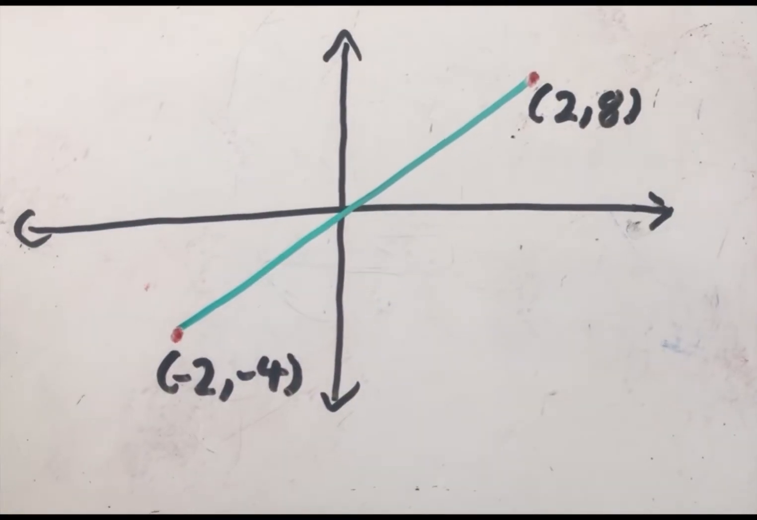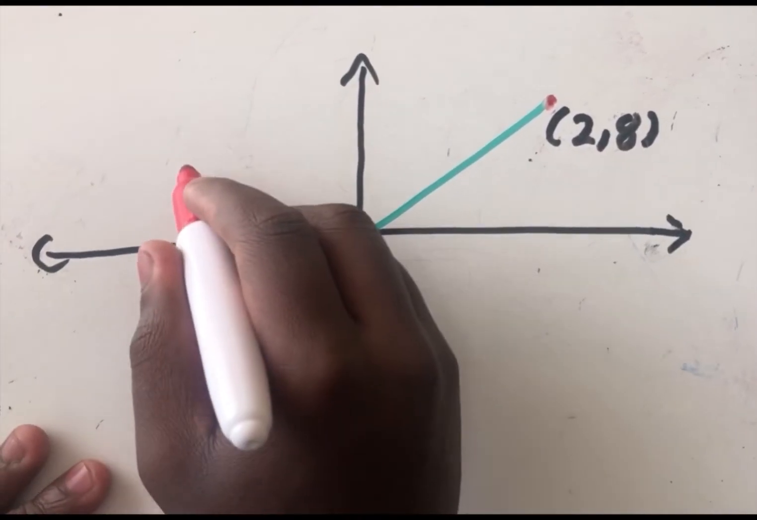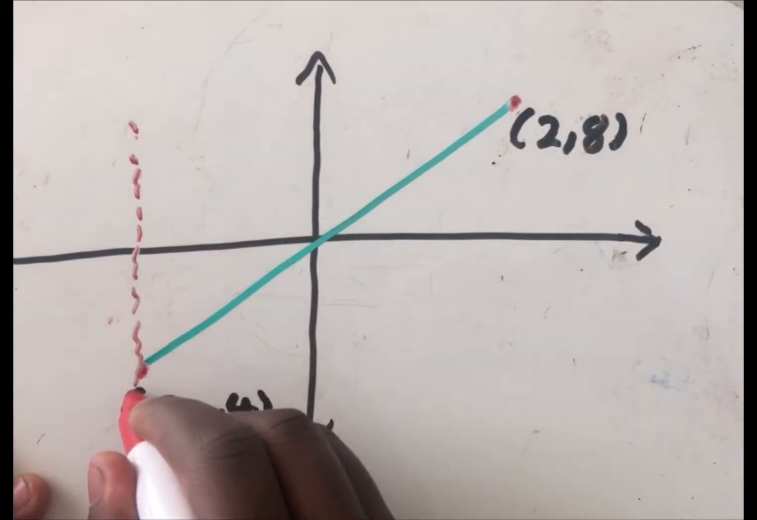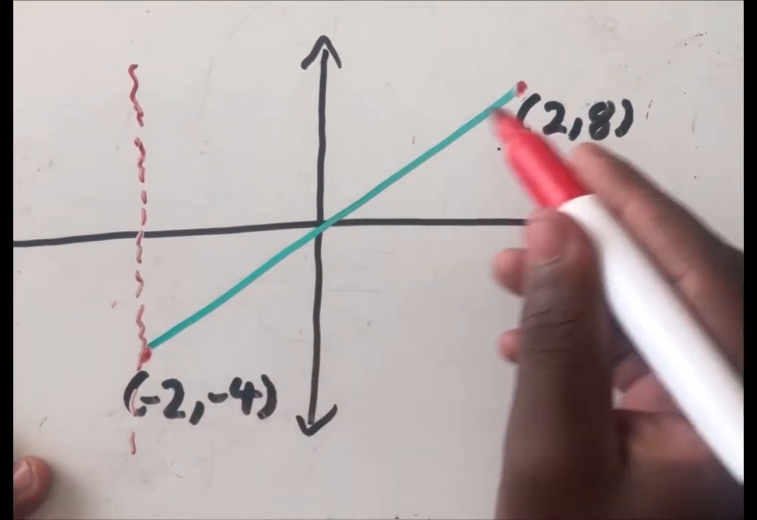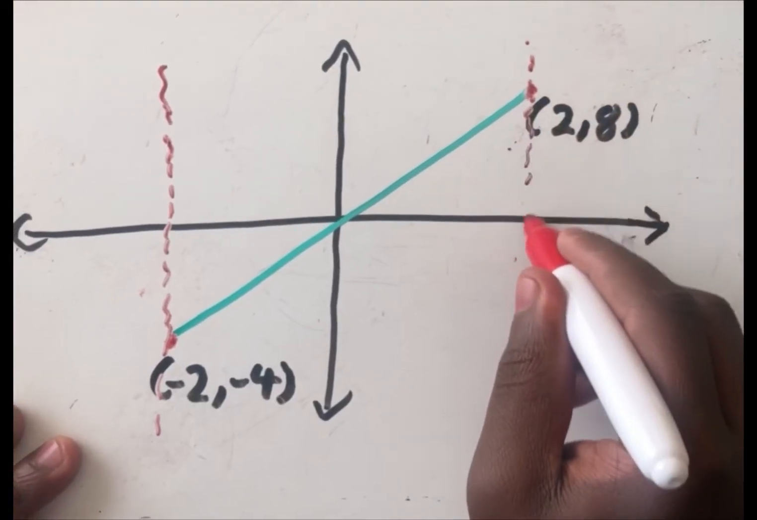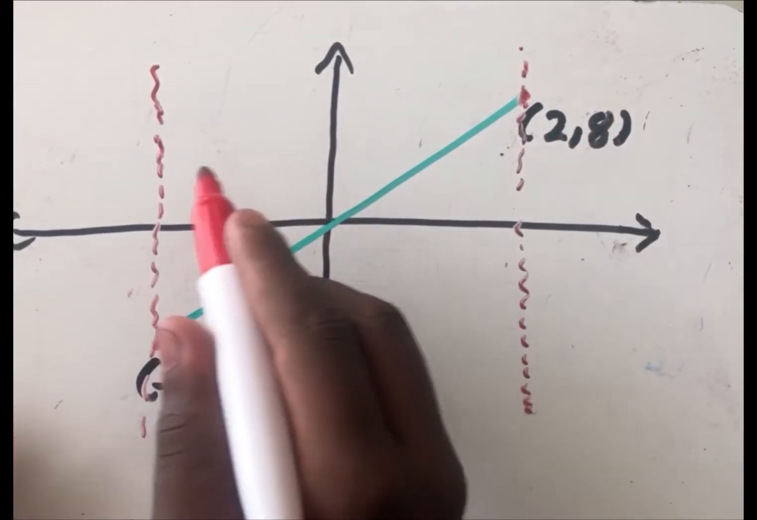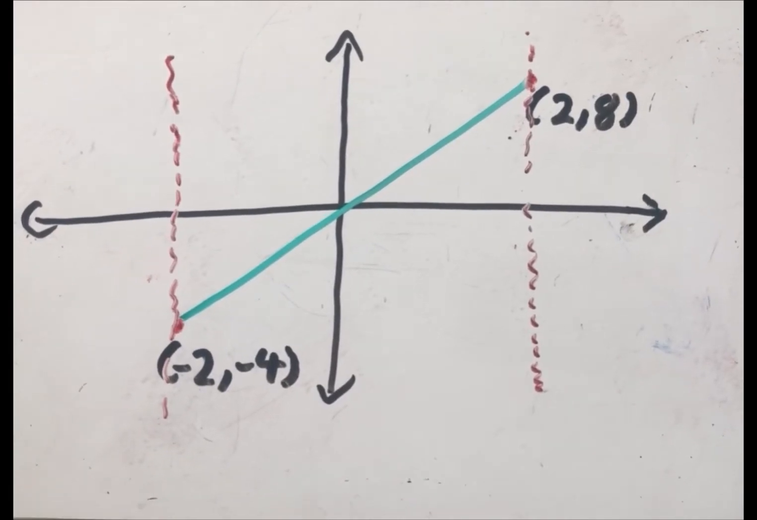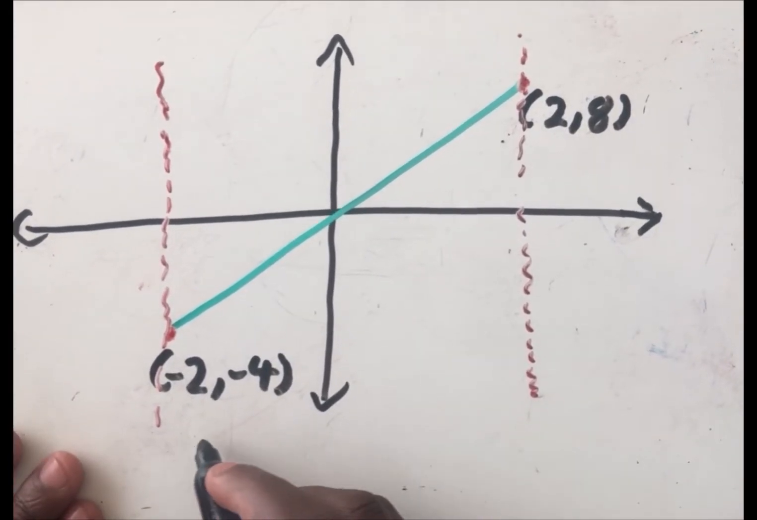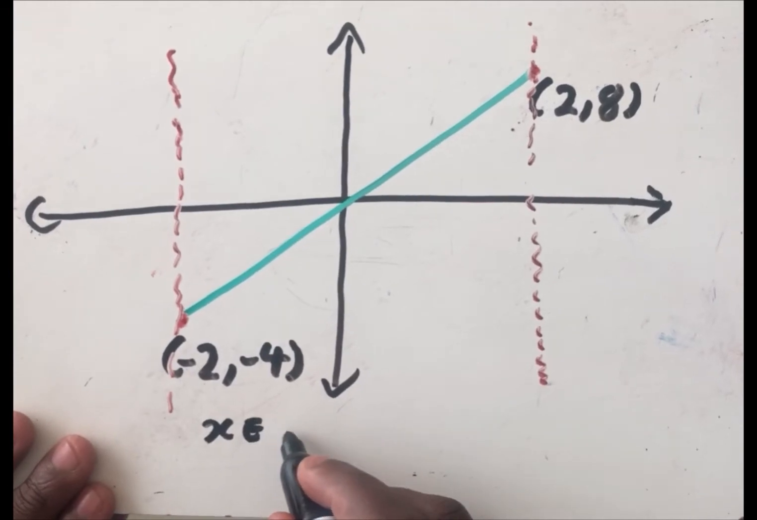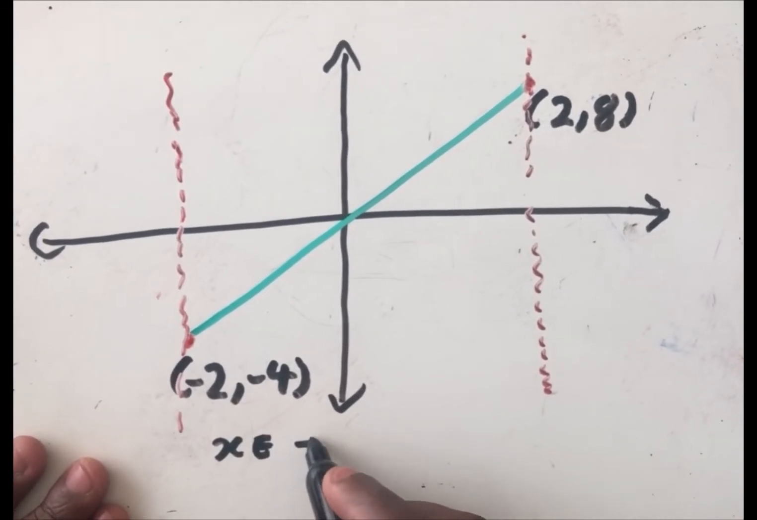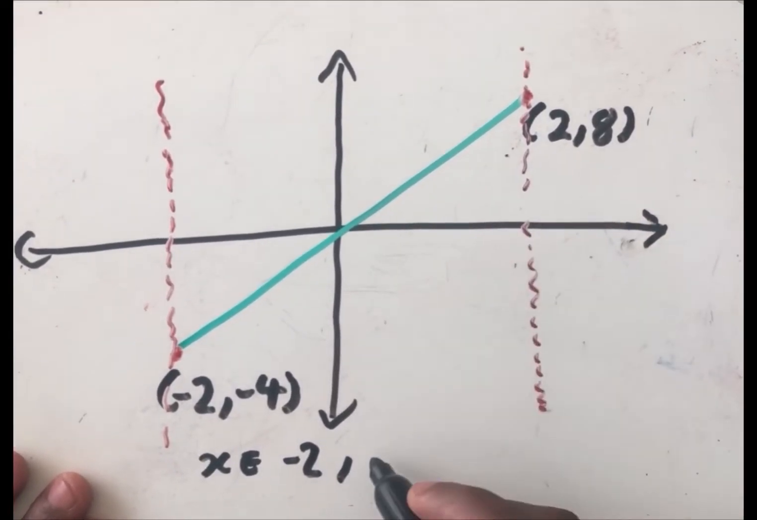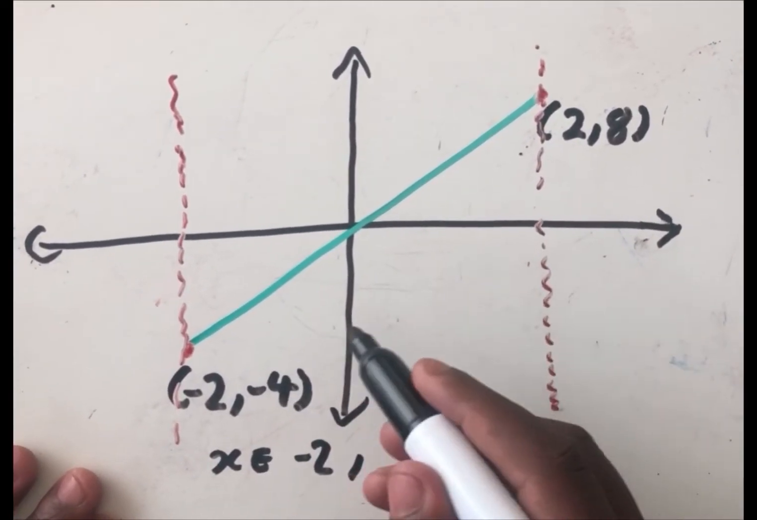So let's begin. Where does it start? It starts at this point because it doesn't go further than this point. So we can draw a vertical line over there. And where does it end? It ends here, so we can draw a vertical line, and there are no asymptotes in between. So what is the domain in this case? We'll say the domain is x is an element of, it starts at -2 and it ends at 2, right? Remember, domain is x values, range is y values.